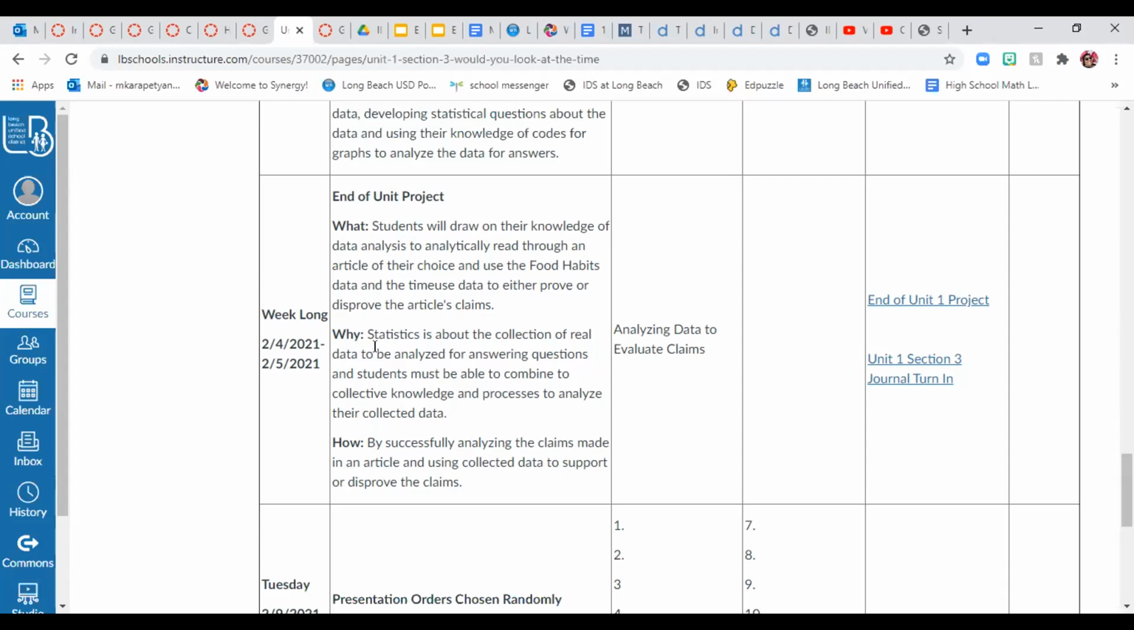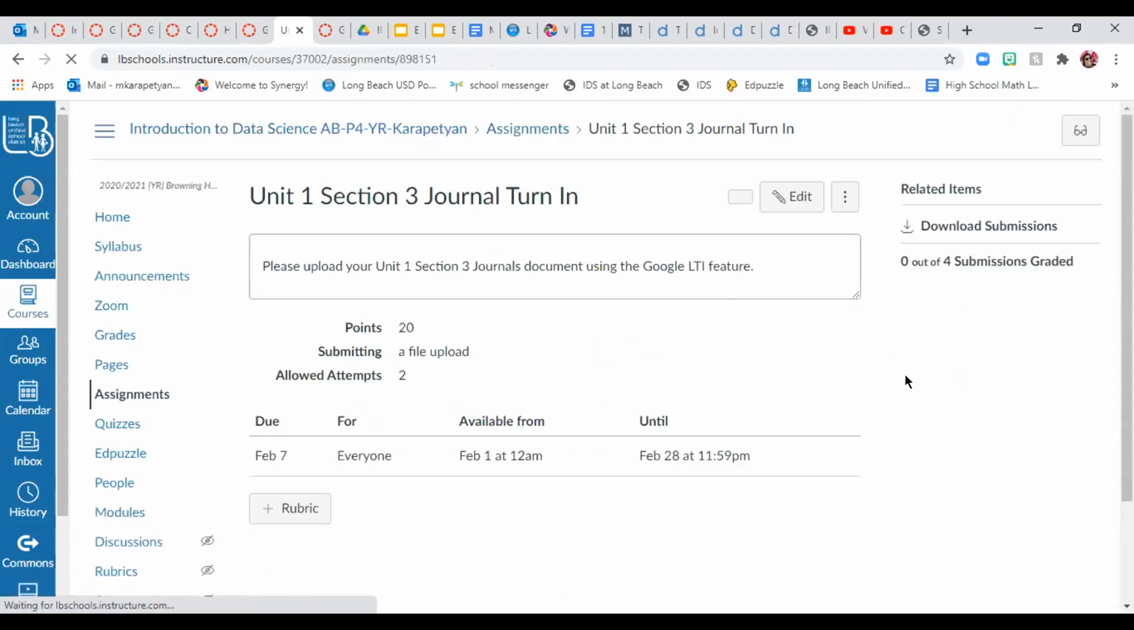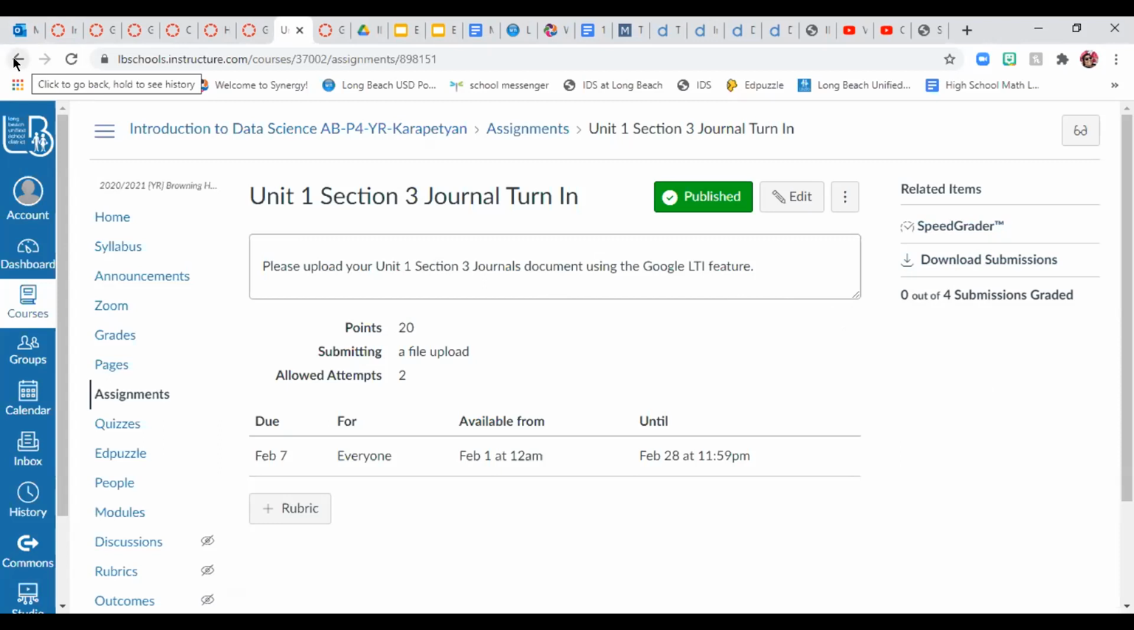So before I move on to talking about the nitty-gritty of our end of Unit 1 project, I do want to point out your Unit 1 Section 3 journal turn-in assignment has been posted. I know some of you guys have been asking me about that. Thank you to the 4 of you that noticed and have already submitted that, okay? So you must please submit your Unit 1 Section 3 journals using our Google LTI feature here. Okay, and again, thank you to the 4 of you that have already submitted that. I do appreciate that, okay?